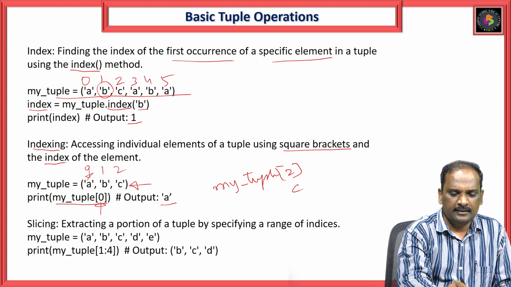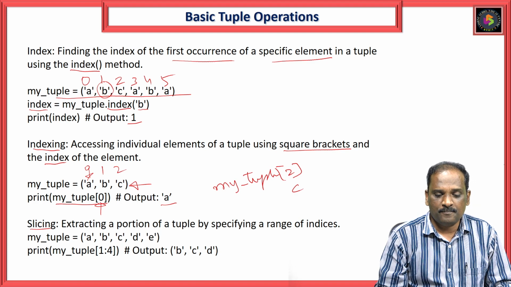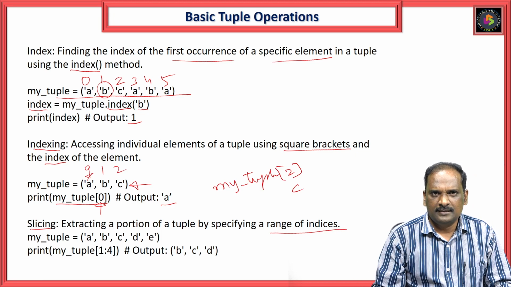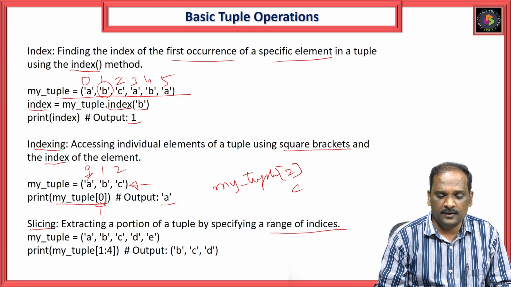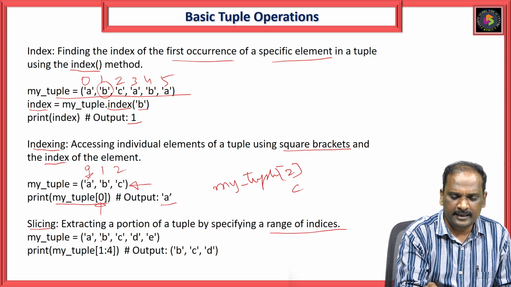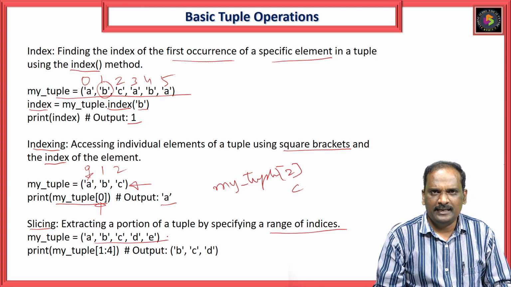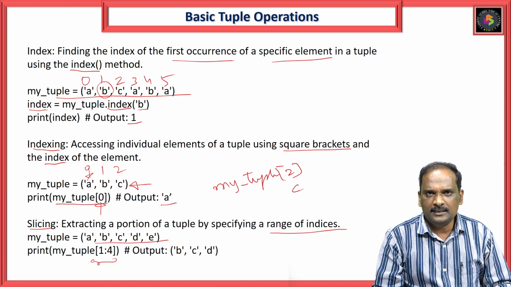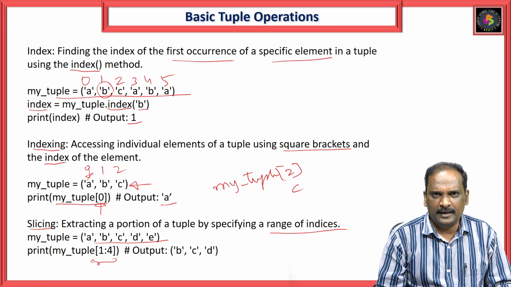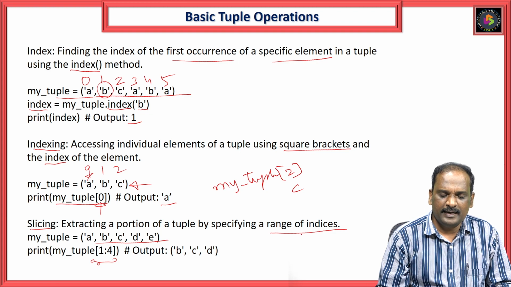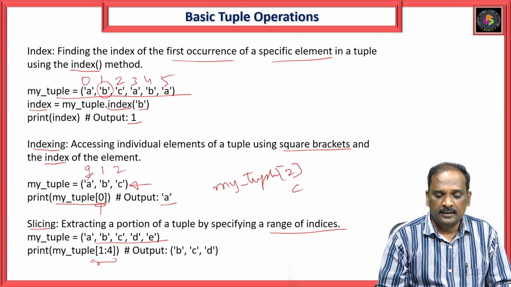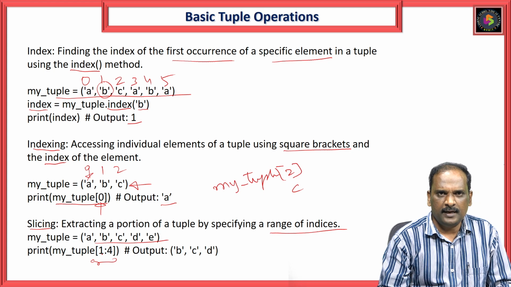Now, slicing. The other operation is slicing: extracting a portion of the tuple by specifying the range of indices. Now, my tuple is containing these elements A, B, C, D, E. Here I am extracting a range of elements, a group of elements, by specifying the range of indexes. Here I have specified 1 colon 4. That means it will start from index 1.